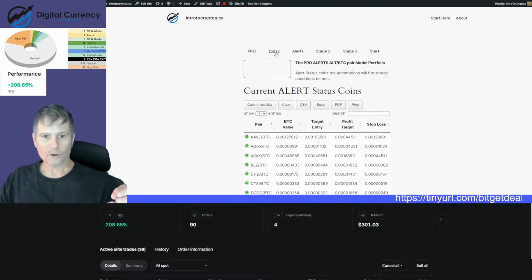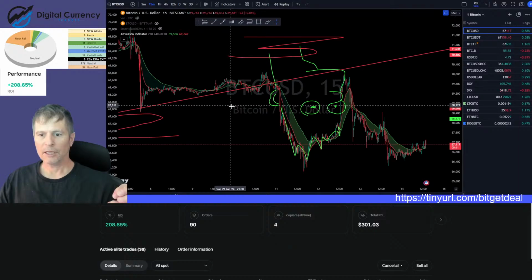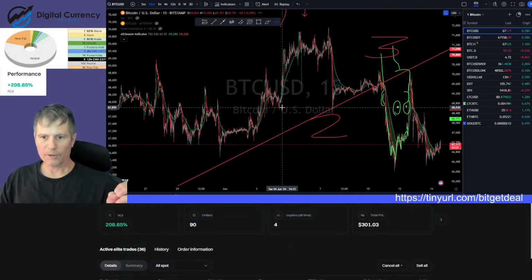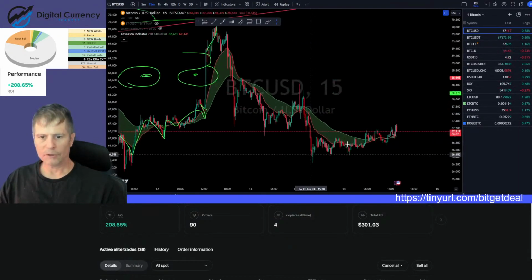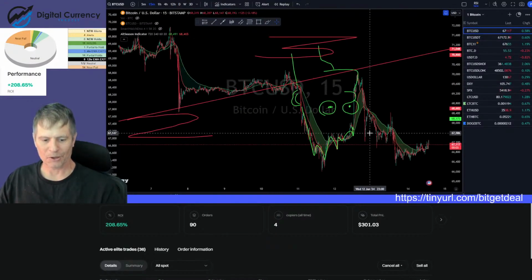Now I want to go into STX after. But first, let's go through Bitcoin. So Bitcoin's coming down, consolidating. It could be a breakout. We got these Bart Simpson formations going on all over the place.